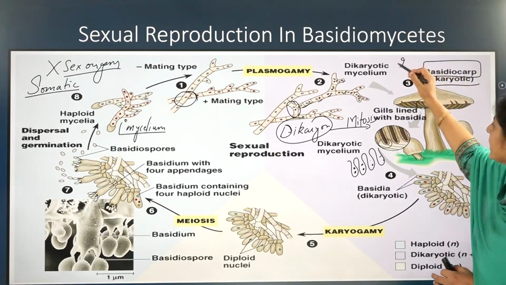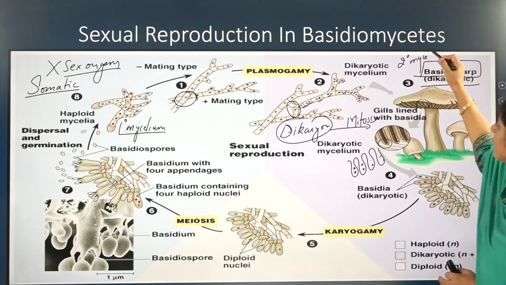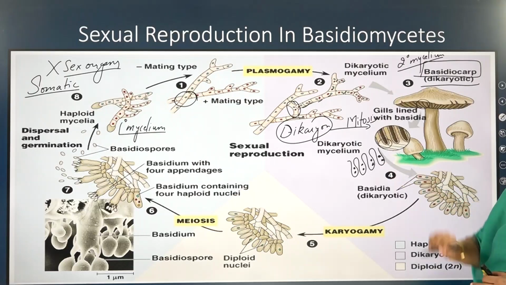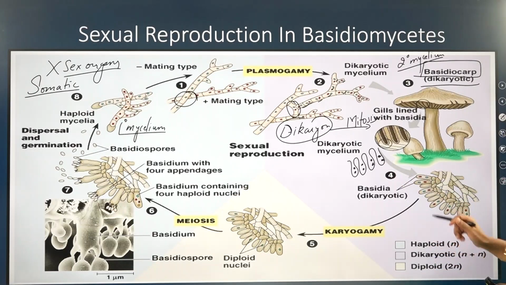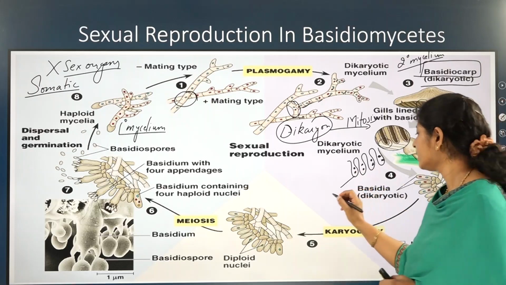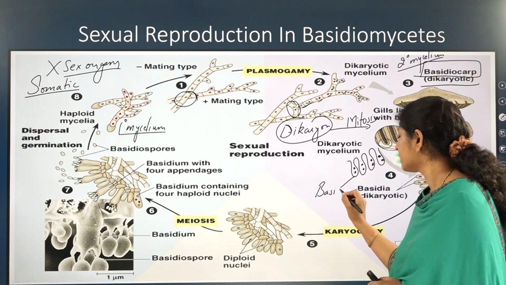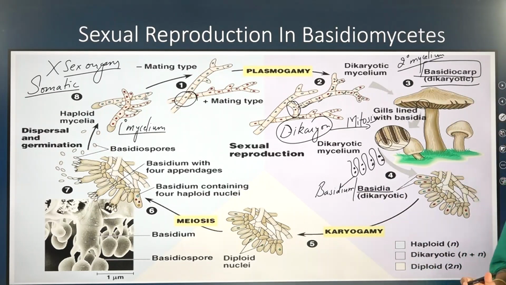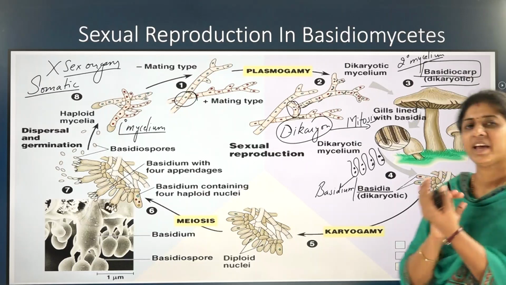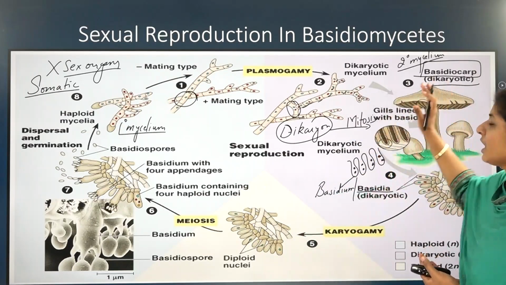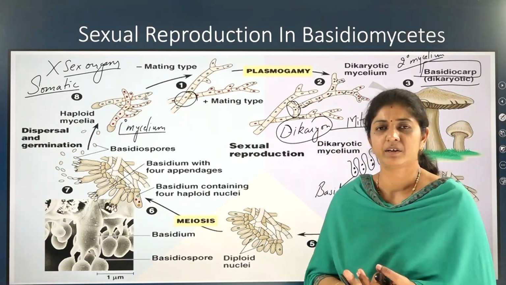This you also call the secondary mycelium, right? Now every cell has 2 nuclei. Now what will happen over there? Every such bulging part, you call it a basidium. Singular is basidium, plural is basidia. Many such will be there. This is equivalent to the ascus in ascomycetes, right? And the basidiocarp is equivalent to the ascocarp there, right?